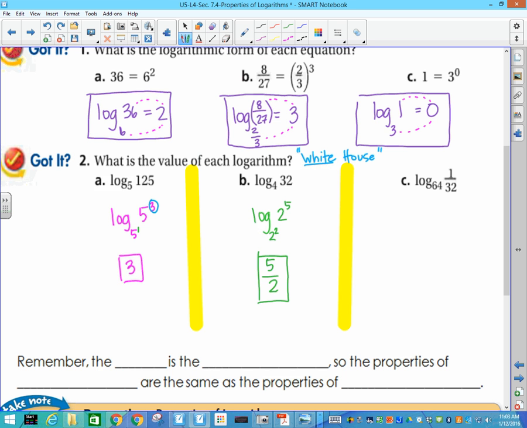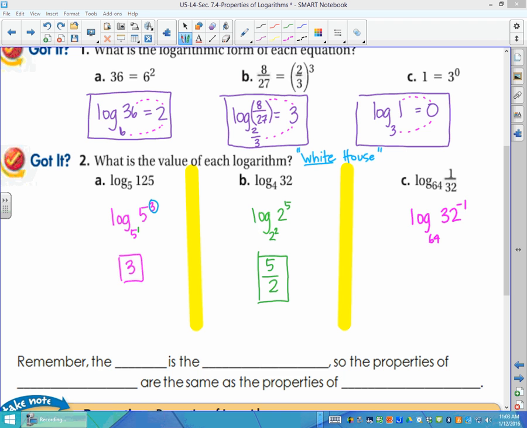Okay, so on to the next one. We're looking at log base 64 of 1 over 32. To help you with this one, this is a little bit different. You need to make sure you remember that 1 over 32 is the same as 32 to the negative 1. When we have a negative exponent, that's like 1 over that number. So again, I can't write 32 as a power of 64, but I can write them both as a power of 2.